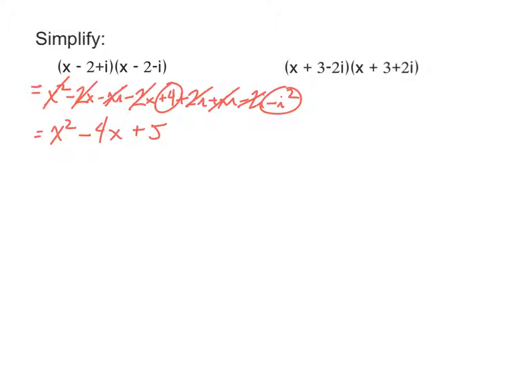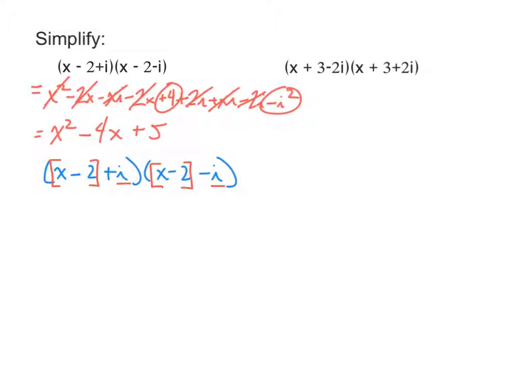So what I want to do is look at this problem again: x minus 2 plus i and x minus 2 minus i. What I notice is that everything is the same except for this plus and this minus. Usually when I have everything the same except for a plus or minus, it's a difference of 2 squares. That's how I'm going to look at this, where this is my first term, x minus 2, and then I'll add and subtract the i.